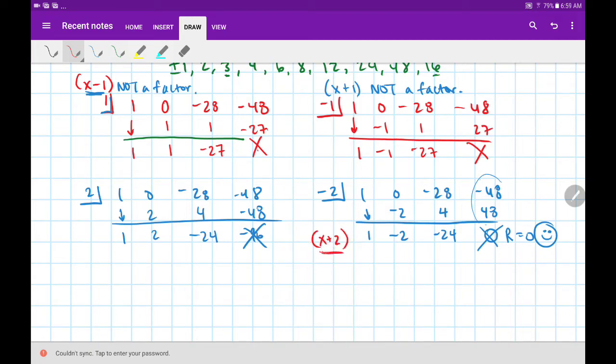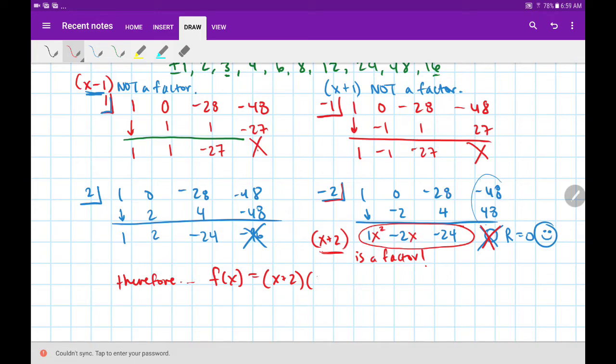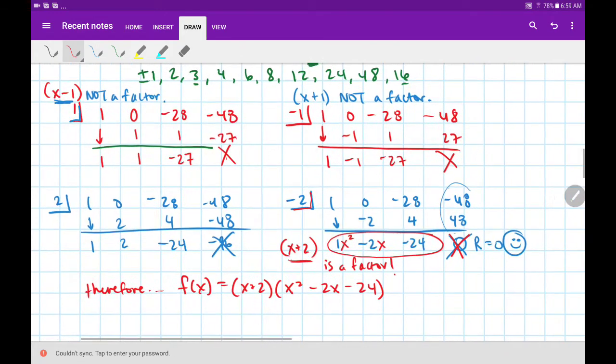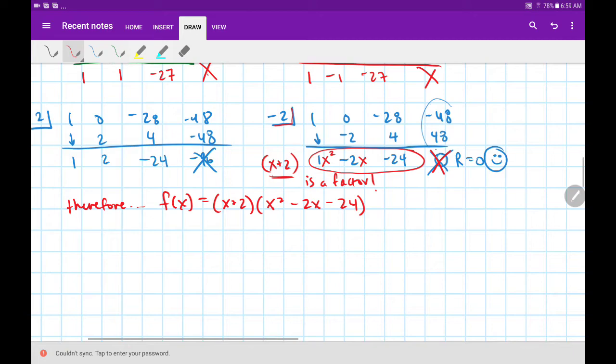So when I divided by x plus 2, using negative 2 in the box, getting a remainder of 0, I learned that x plus 2 is a factor because it divides evenly. So that means that f of x is really equal to x plus 2 times this reduced polynomial here, the answer. We have to drop our powers, and now we'll write it in. Great. So we're on our way to solving this.